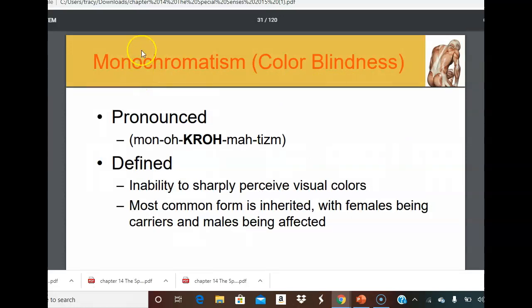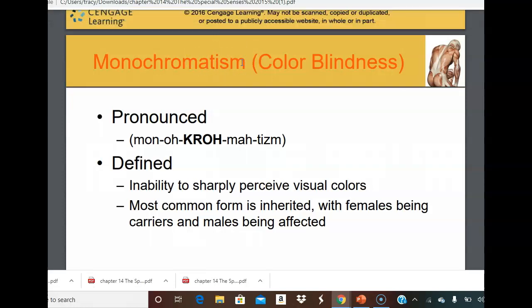Now, monochromatism. So if we break this word up, mono means one or single. Chromato means color, and then ism is pertaining to, okay, an ism. So this is someone that has an inability to perceive generally a visual color. Okay, so when we look at our cones, the cones have 3 different colors, and depending on how much those colors are stimulated will give us the entire light spectrum color scheme.